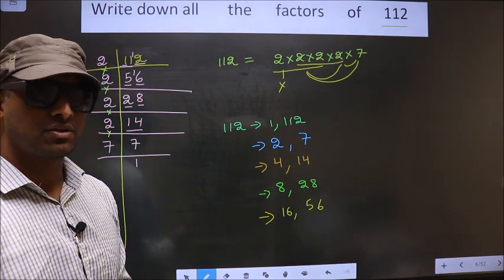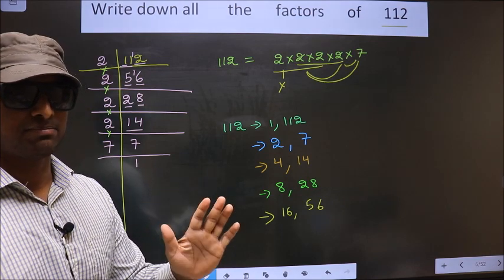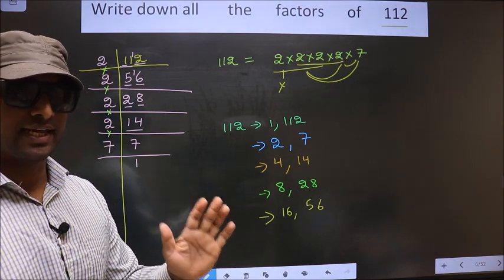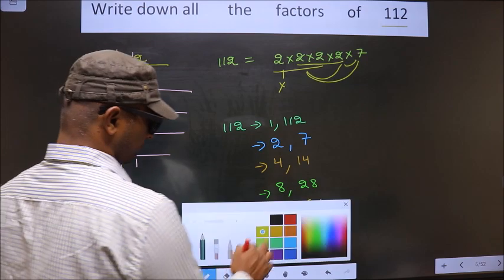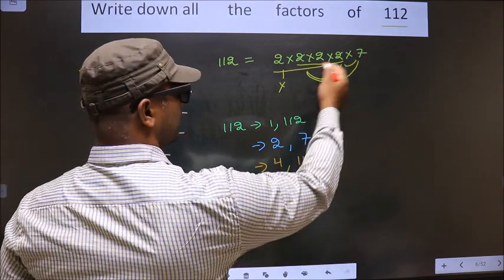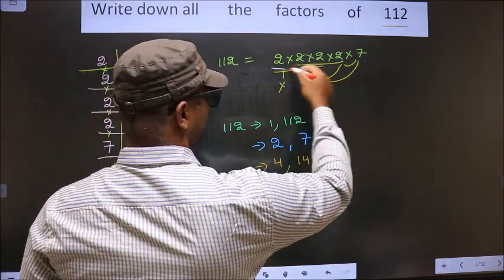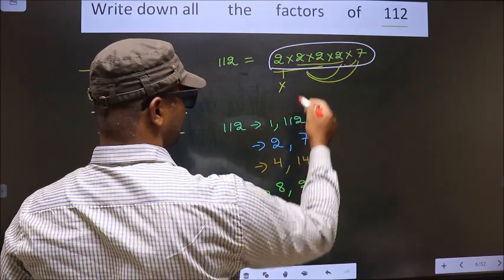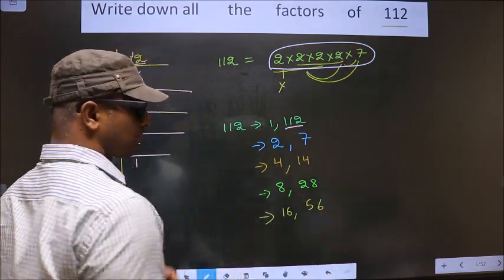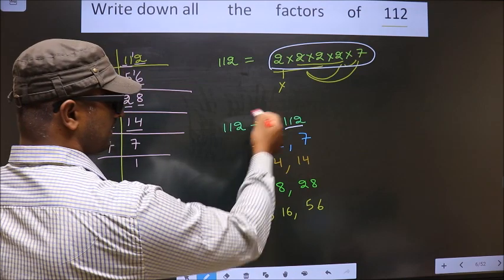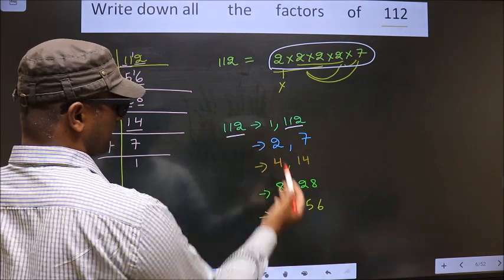Next. Now you take a combination of 5 numbers. How do we take that? See. Here we have only 5 numbers. If we take all the 5 numbers, we get 112 itself. So thus, these are all the factors of 112.